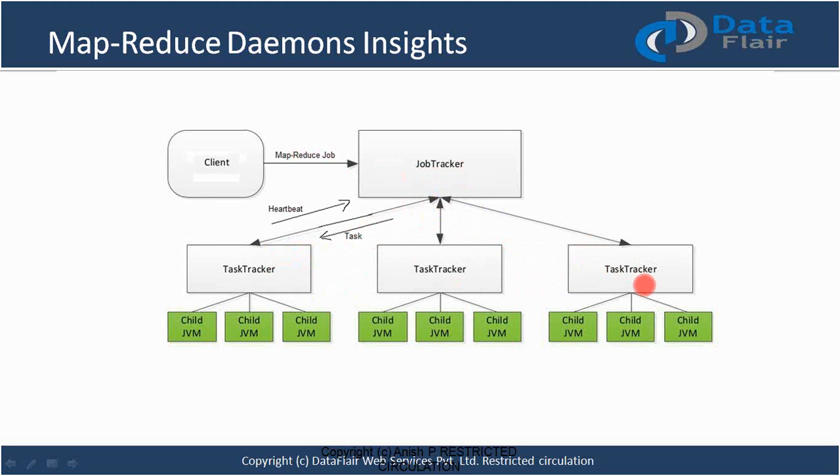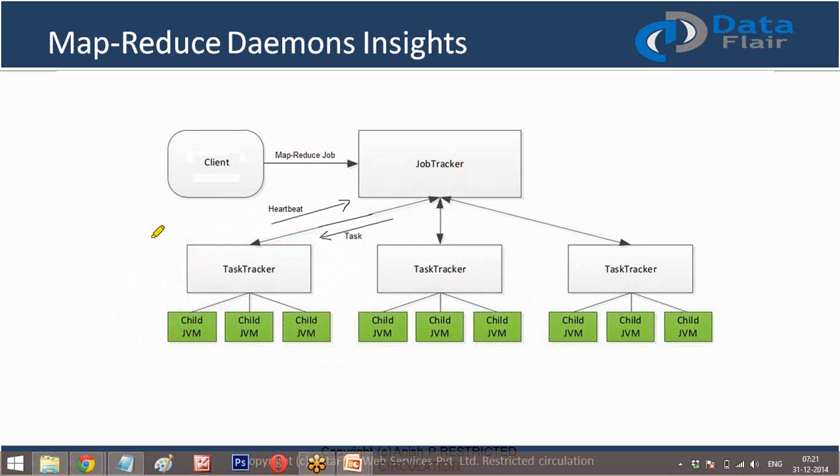Now this task tracker will be running on one machine, on one slave. The responsibility of this slave will be to process the data available on this slave. Understand this carefully, important concept. If you want, I can draw a little bit for you.